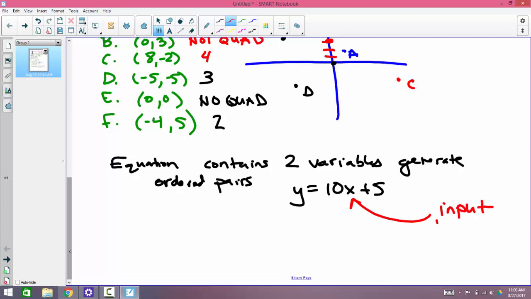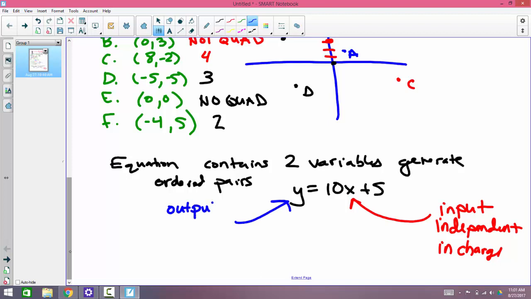It's called the independent variable. It is what you are in charge of. The y is considered the output. It is called the dependent variable. So when you put in what you are in charge of, it's the answers that you get. So this is the results.